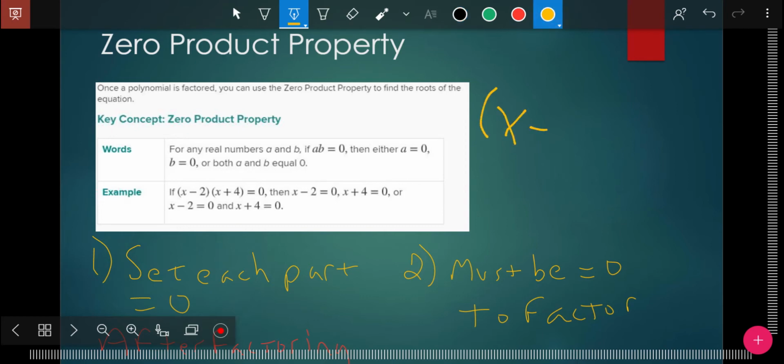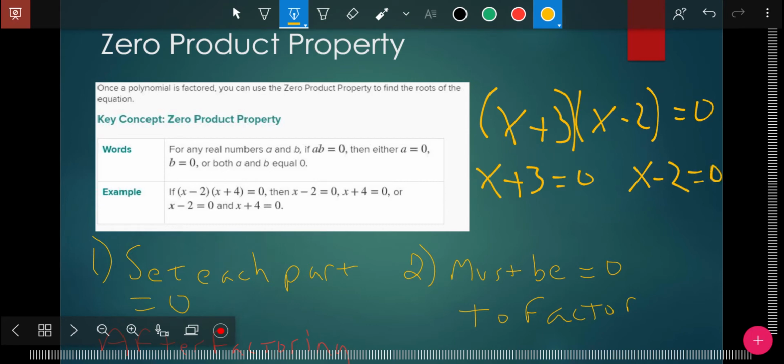So if you have x plus 3 and x minus 2 equals 0, that's already factored. We'll talk about factoring more, but that's called factored form. You would set each part individually equal to 0. In this case, you would subtract 3 from both sides, getting negative 3, and add 2 to both sides, getting positive 2. And that is the zero product property. That is how you use setting it equal to 0 to help you find the solutions after you factor.